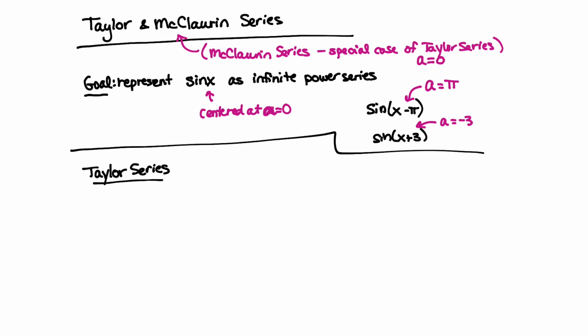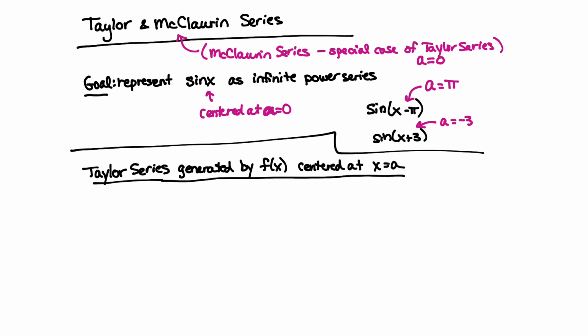So what did this guy Taylor do? He found a formula that will allow us to take any function, if it's infinitely differentiable, and turn it into a power series. So the Taylor series, I'm going to write it down, generated by a function f of x centered at the value x equals a can be given by the following formula.